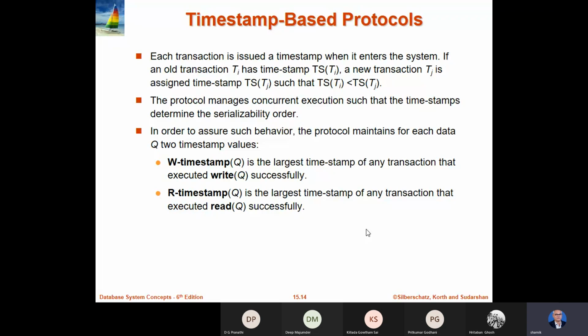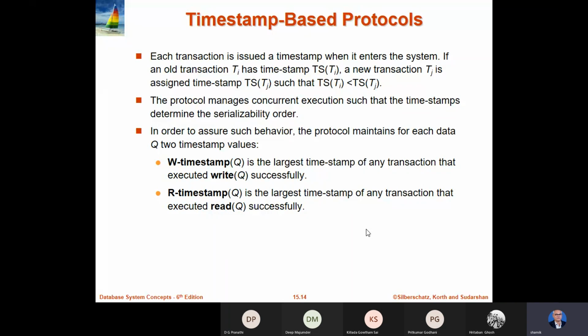In timestamp based protocols, each transaction is issued a timestamp when it enters the system. So a transaction starts its execution and it gets a timestamp. Each transaction Ti will have a timestamp TS(Ti). If there is an old transaction Ti that entered at, say, 10:30 a.m., it gets a timestamp of 10:30 a.m., and the transaction Tj enters at 10:31 a.m., so it gets a timestamp of 10:31 a.m. That's all it is. So the later transactions get a higher value of the timestamp.